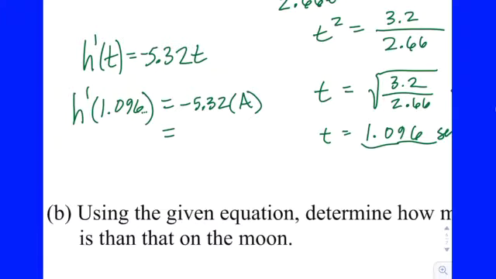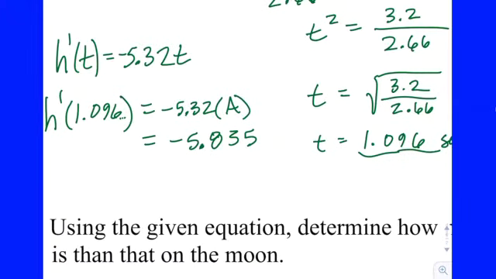Did y'all do that one? Negative 5.835. Okay, 5.835. Good. And that would be units of what? If it's the rate of change of position, it would be velocity units, feet per second. Okay?